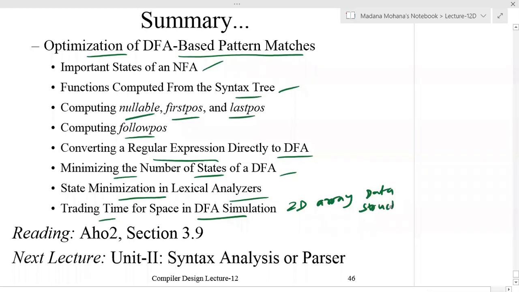Now for this lecture, the reference is Aho, section 3.9. The next lecture will come up with a new topic related to unit 2, syntax analysis or parser.